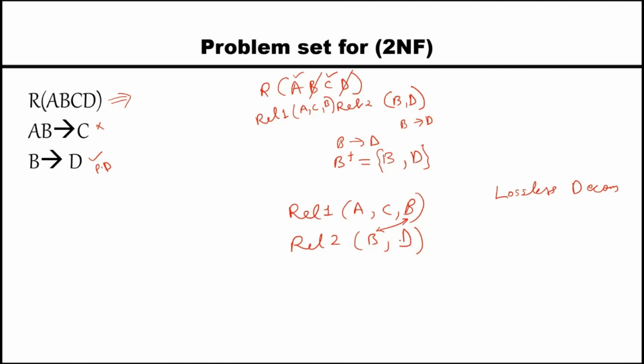And just for your information, one more thing. In relation 2, I can write B is determining D. This functional dependency is valid. And in relation 1, I can write AB is determining what? C. So this is also valid. So all the functional dependencies are covered. So I will call it lossless decomposition, and I will also call it functional dependency preserving.